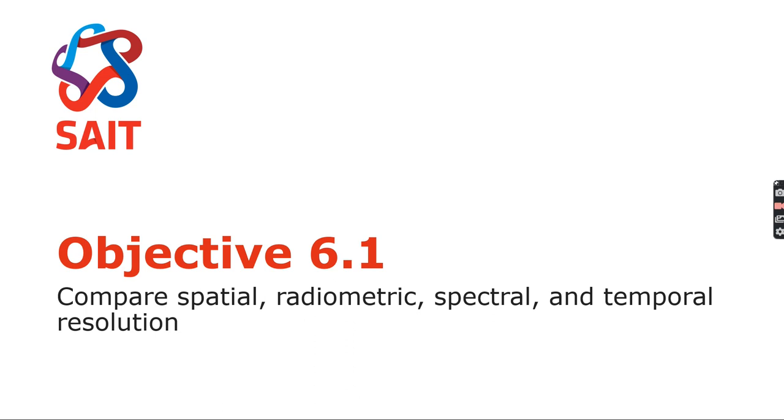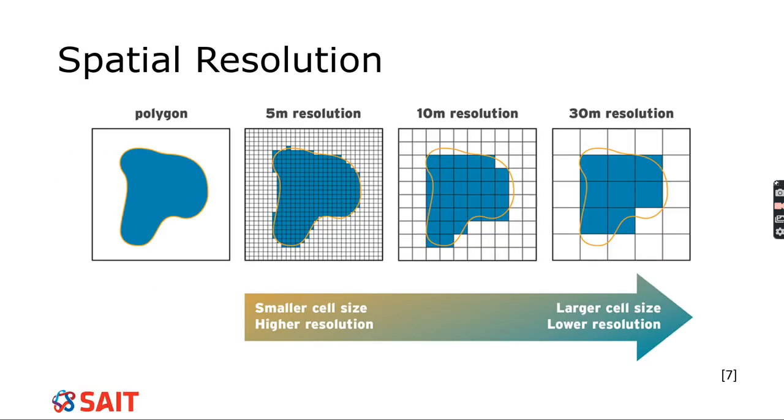We're going to start off with some bare-bone basics, which is looking at resolution. Objective 6.1 is to compare spatial, radiometric, spectral, and temporal resolution. So let's start with spatial resolution. This is one that you are mostly familiar with and possibly feel most comfortable with to start.